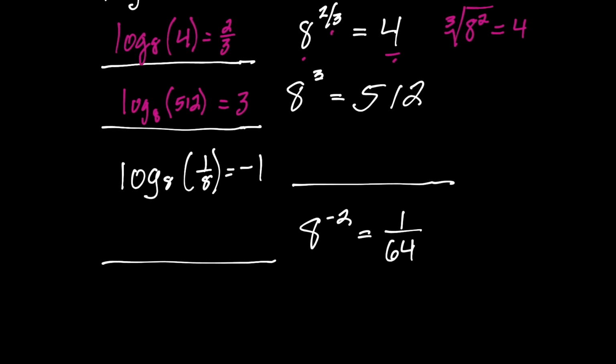Two more to look at here. Again, sticking with the base 8, my exponent is -1, and my argument is 1/8. So that would be 8 to the -1 is equal to 1/8. And last but not least, this would be log base 8 again, because that's my base number, and 1/64th would be our argument, and that gives us an exponent of -2.